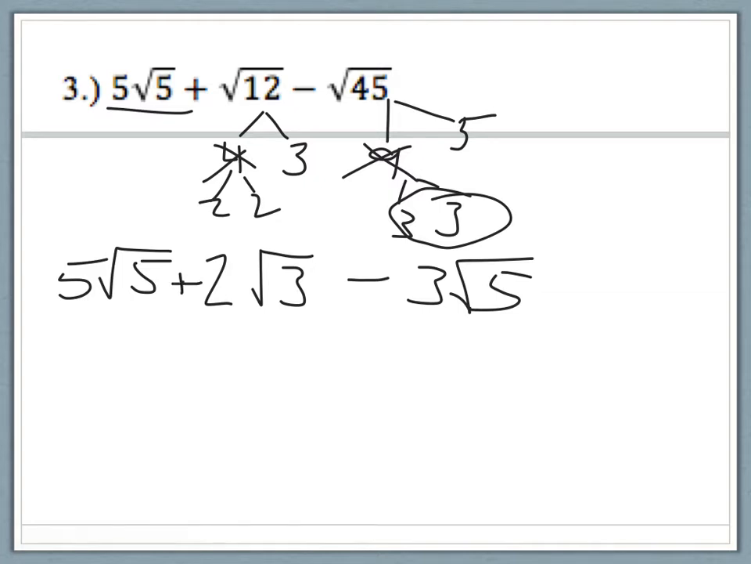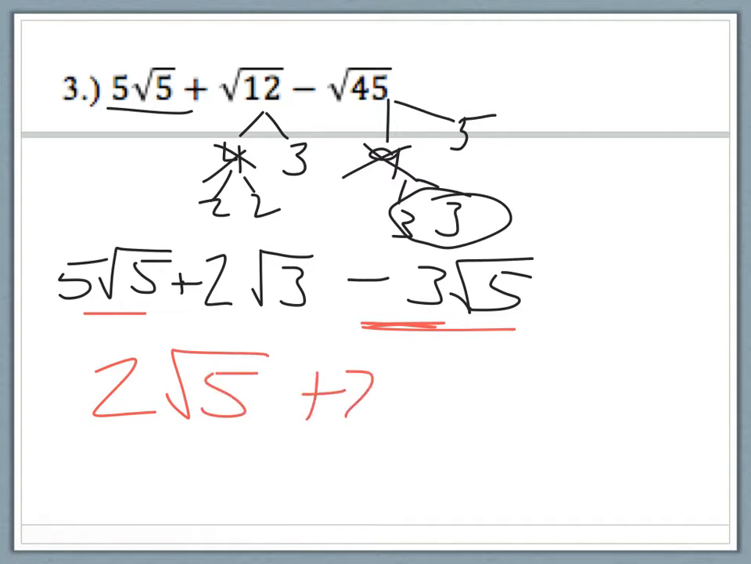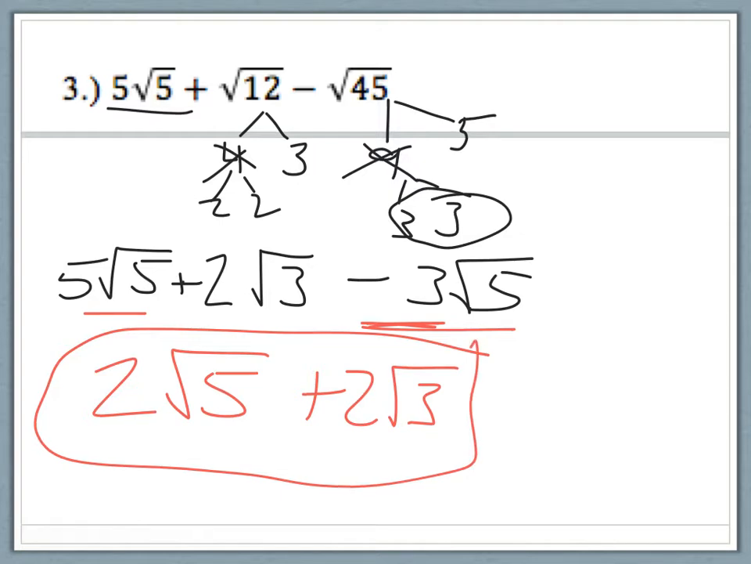Now I'm going to look. What do I have that has matching radicals? They're almost like terms. Well, this one and this one do. Okay, so I have 5 minus 3. Well, 5 minus 3 is 2. Keep the square root 5. And then I just have plus 2 square root 3. Now, since square root 3 and square root 5 don't match, that's my final answer. Yep, and we're all done.